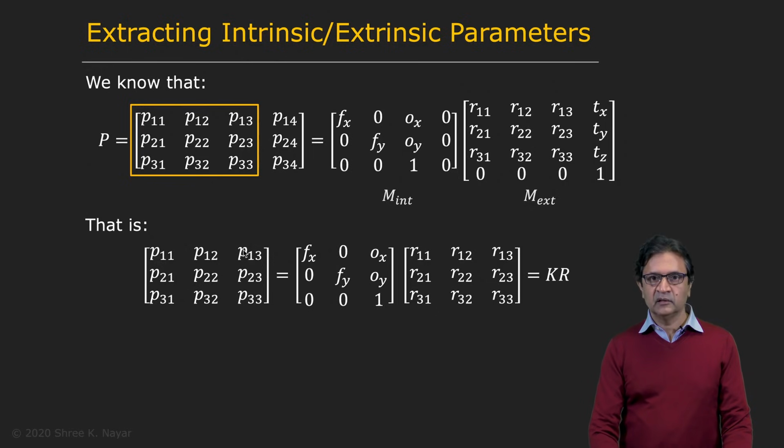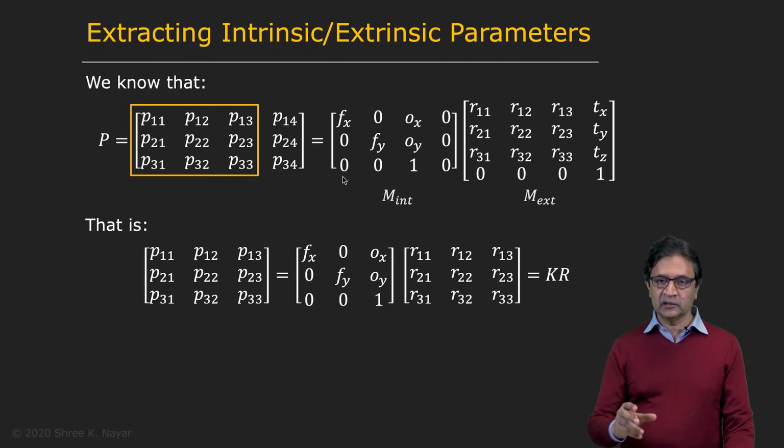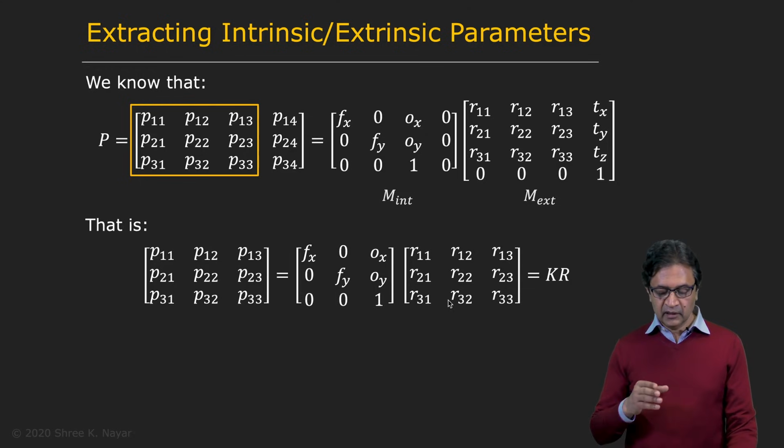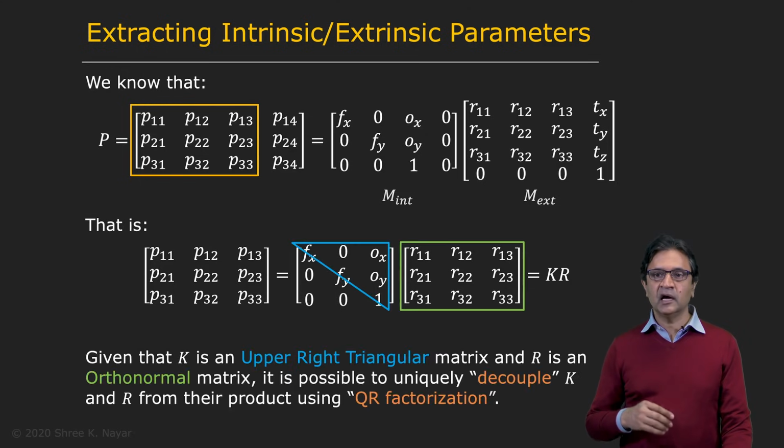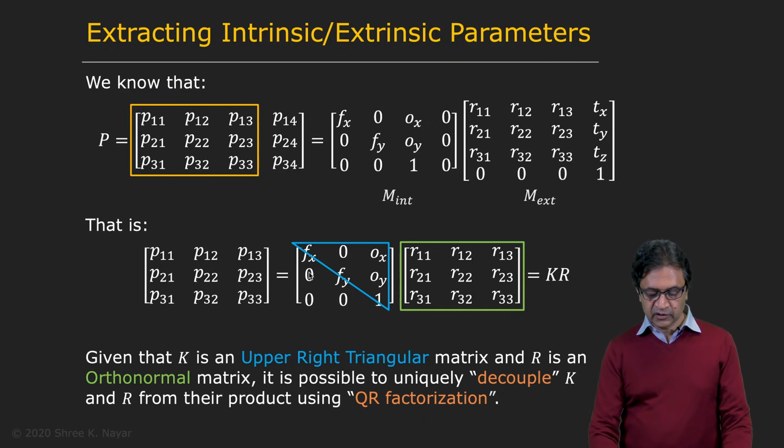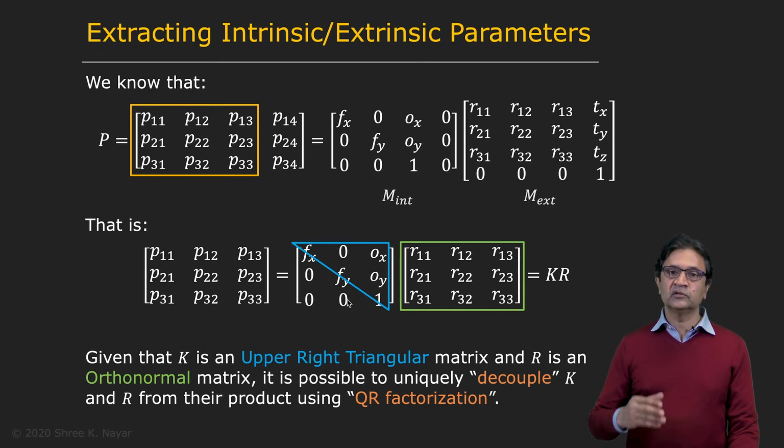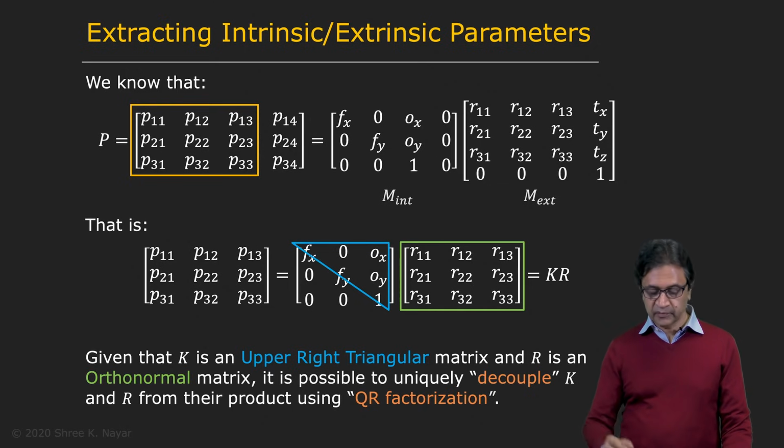So that submatrix, that block, is the product of this 3x3 submatrix, which we defined earlier to be the calibration matrix K. It has the internal parameters. So it's a product of that with the rotation matrix R. And we know that the calibration matrix K is an upper right triangular matrix. These are non-zero elements, these are zero. And we also know that the rotation matrix is an orthonormal matrix.